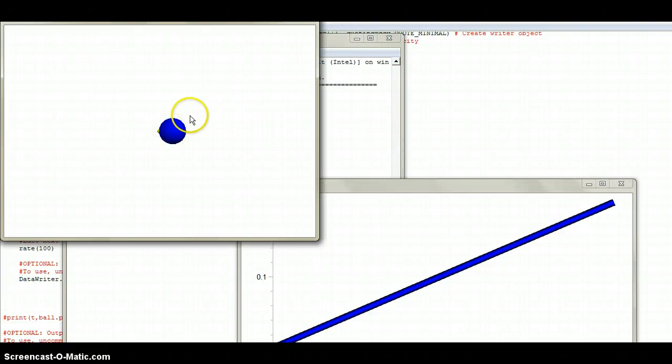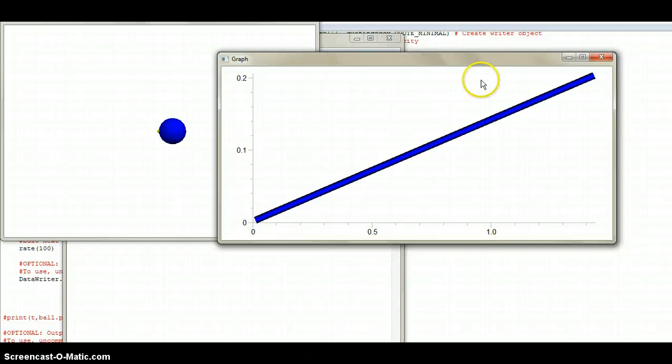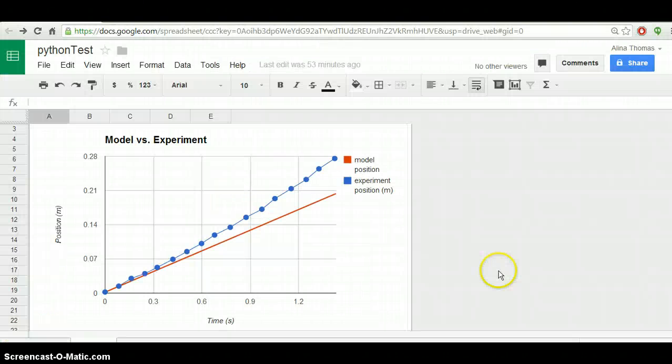A model of the graph is shown along with the graph of the modeled experiment. By moving the CSV file into a Google spreadsheet, we create a position versus time graph of the model versus the experiment. The blue dotted line is the experiment line, while the straight red line is the model position. These two are clearly very similar, in that they're linear and they both are very close to being positive. The experimental position is a bit shaky and a little farther away from the red line.